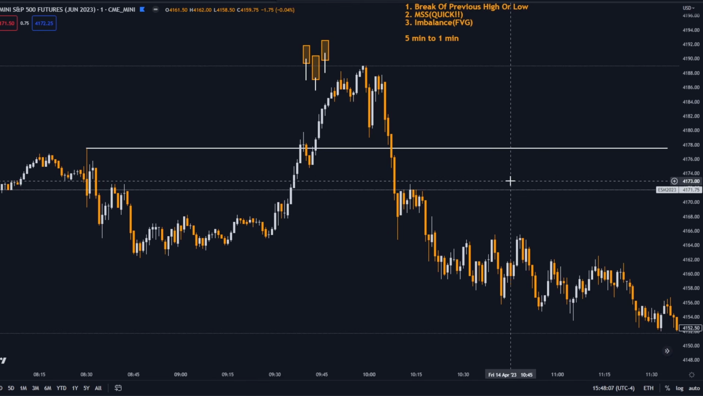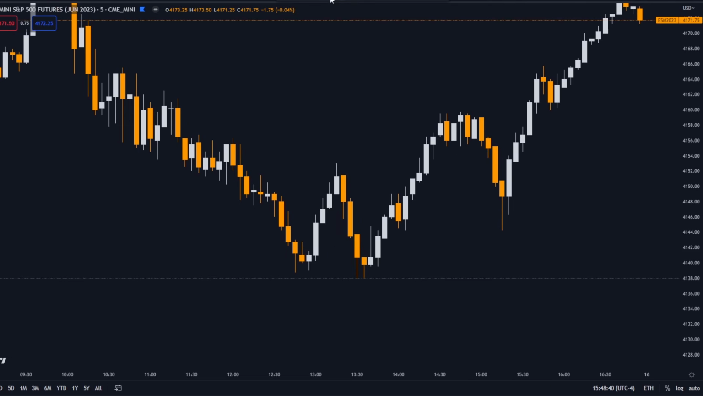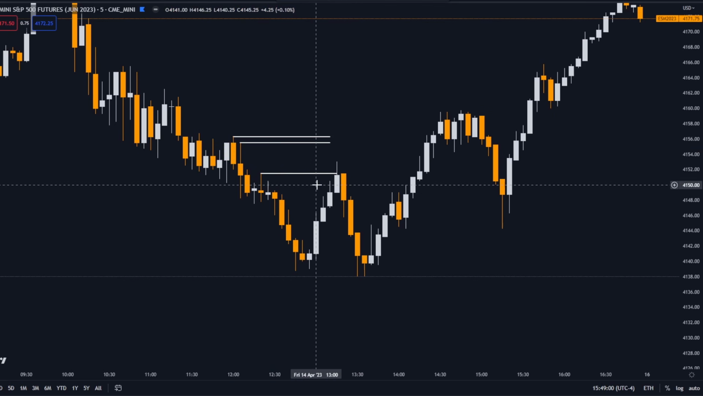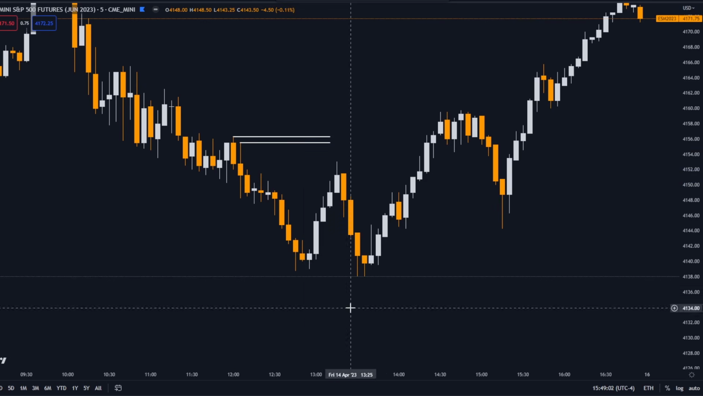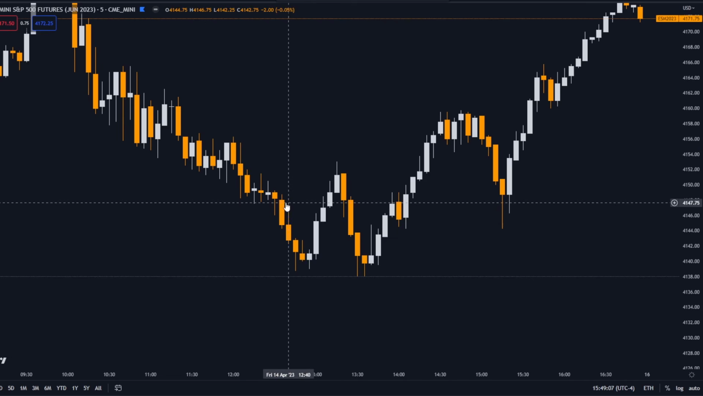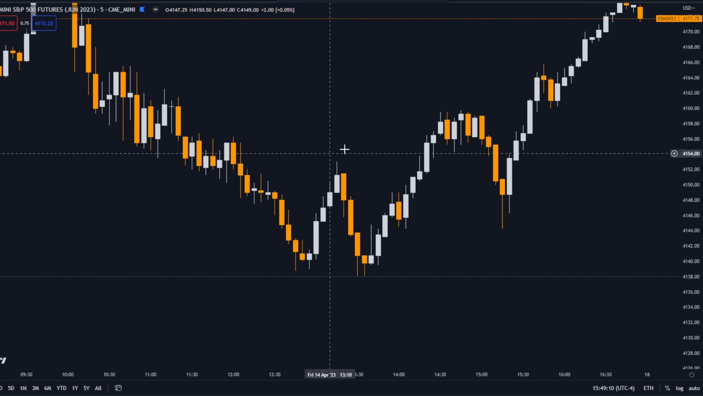Now, let's look at a couple of examples. So right here, we can see that this move broke through this high here, which is buy side liquidity. And it's basically the liquidity here could be this too, this too. You just have to look for something that looks like a higher point, and that's where the liquidity is probably.